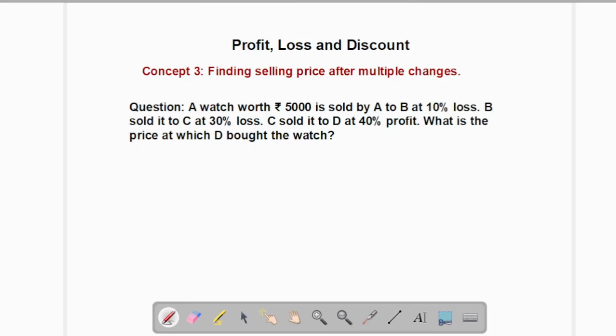So let's practice some problems on the basic concept. The problem is that a watch worth rupees 5,000 is sold by A to B at 10% loss. B sold it to C at 30% loss and C sold it to D at 40% profit.